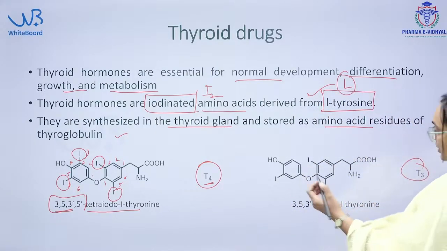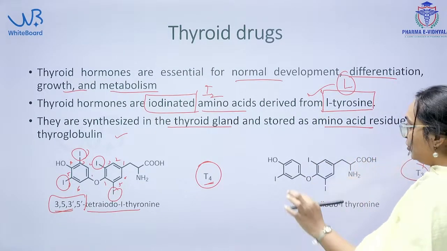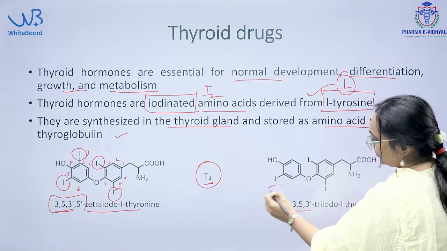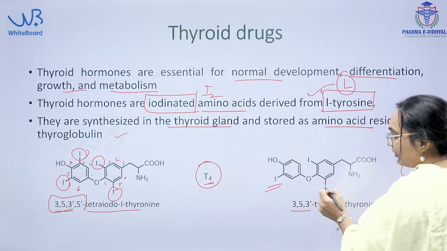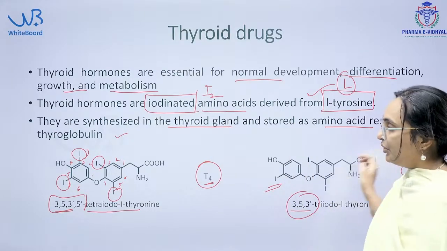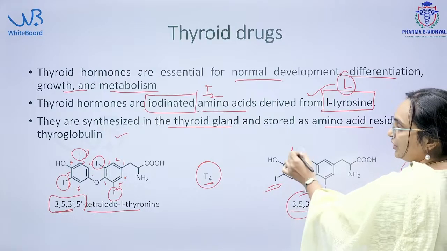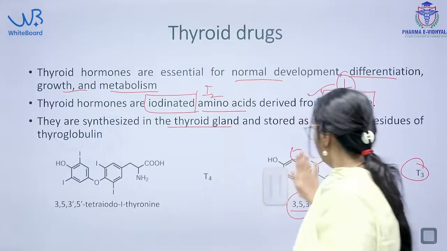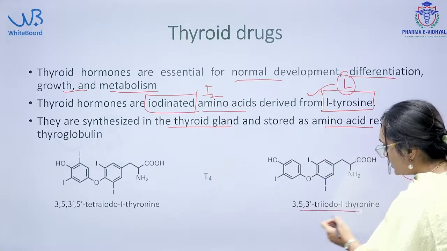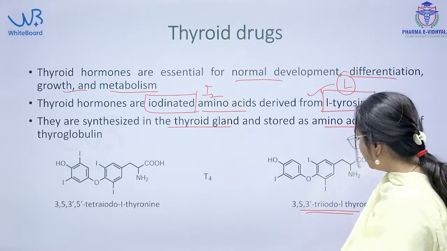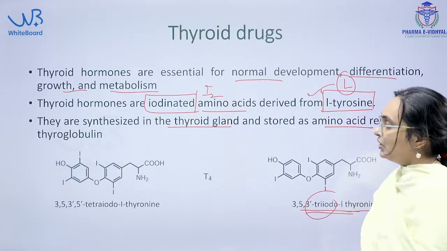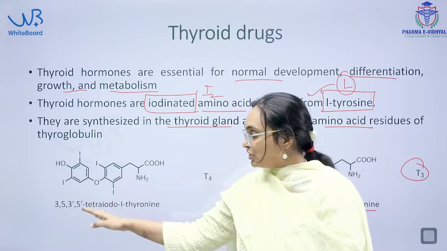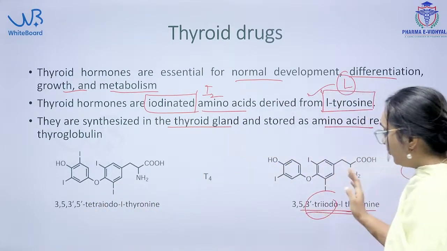What is T3? The name itself indicates only 3 iodines. What is the position? 3, 5 iodine and 3 dash iodine. The 5 dash iodine is missing here. So it is 3, 5, 3 dash, triiodothyronine. T4 is 3, 5, 3 dash, 5 dash tetraiodothyronine, and T3 is triiodothyronine, with positions 3, 5 and 3 dash.